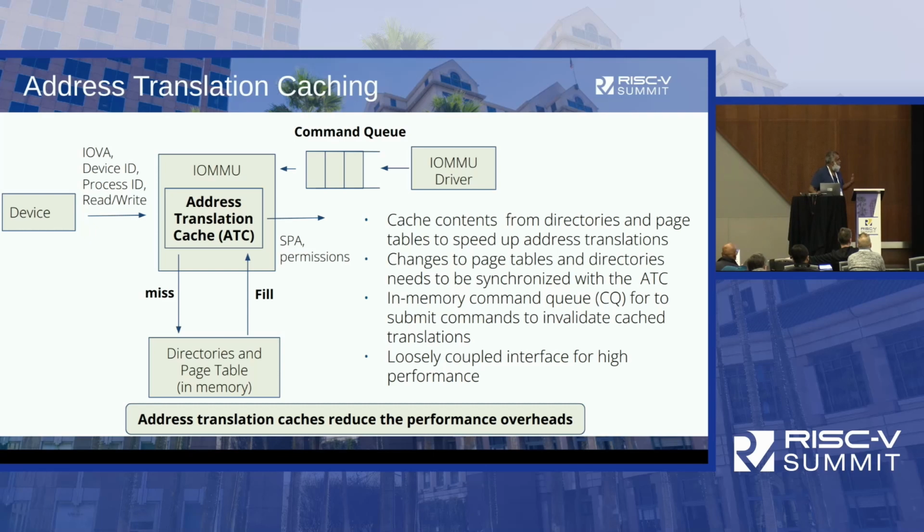But now, once you introduce these caches, you need a way to synchronize those caches with updates to the page tables. And in order to do that, the IOMMU driver needs a way to issue commands to the IOMMU. That's typically done through some kind of a command queue, wherein the IOMMU driver can instruct the IOMMU to invalidate previously cached translations if they exist, and so synchronize itself with updates to the page tables in memory.